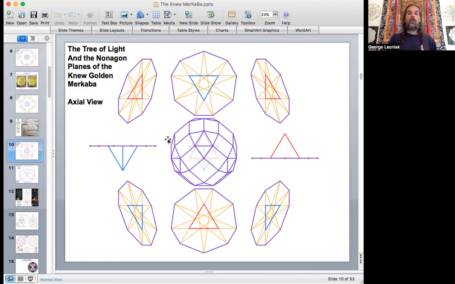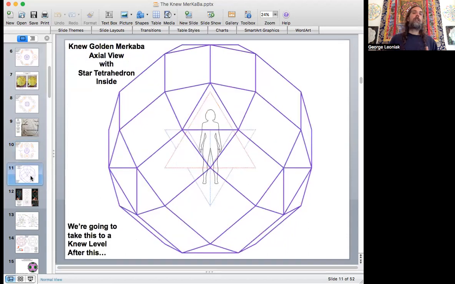So here's the star tetrahedron in the middle. Let's take a close-up view of that. I've popped a little hologram, a little hollow person in the middle there to just show a classic view of what the Merkaba often looks like with the person in the middle. This is a new Golden Merkaba from that axial view, so we could see the cross-section of the planes. We're going to take this to a new level, and right now we're really just looking at this as if this were one central cube, right?